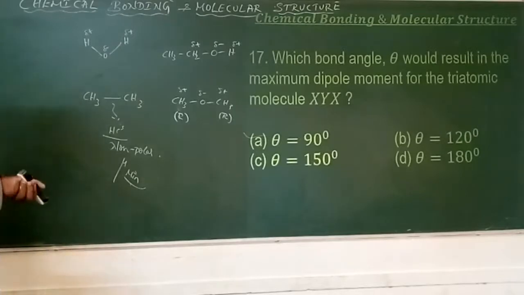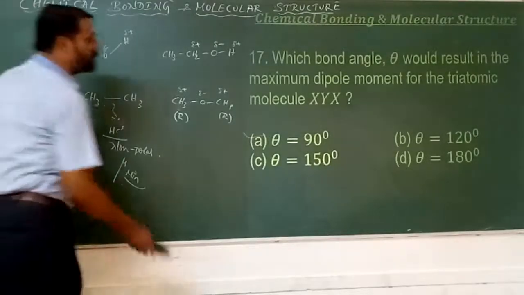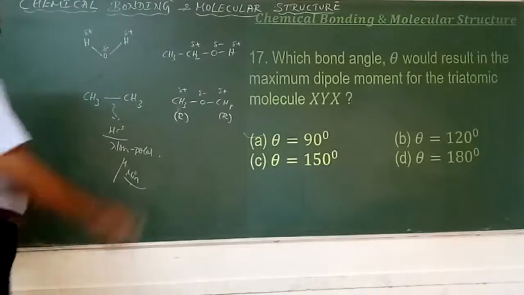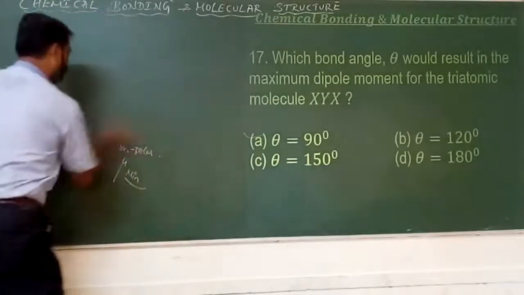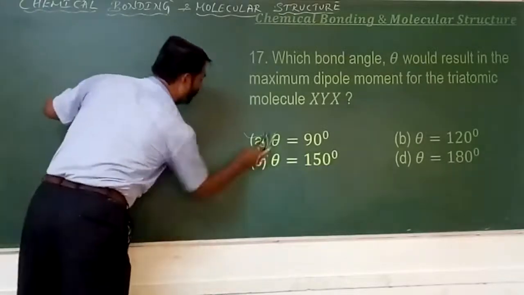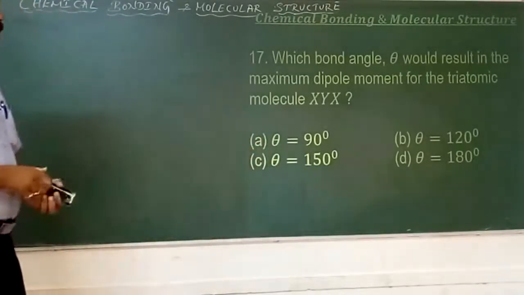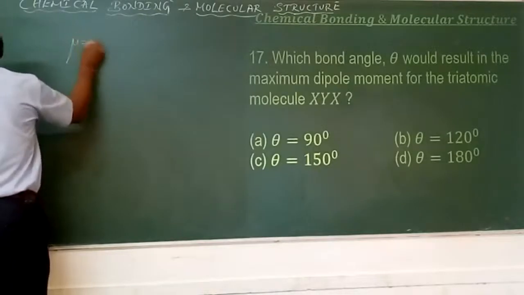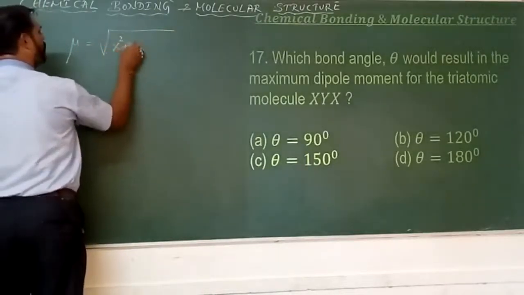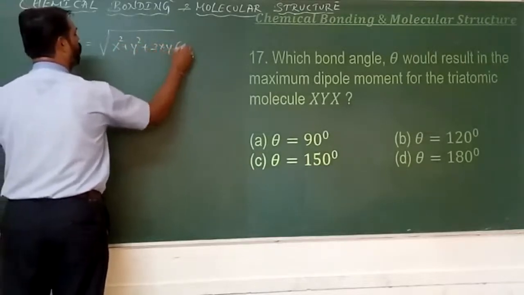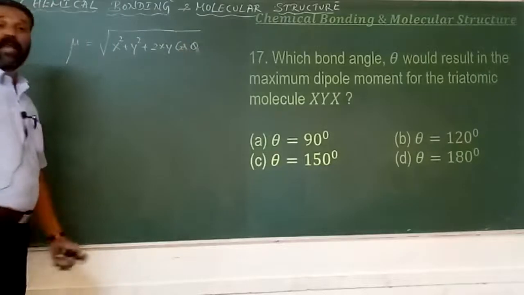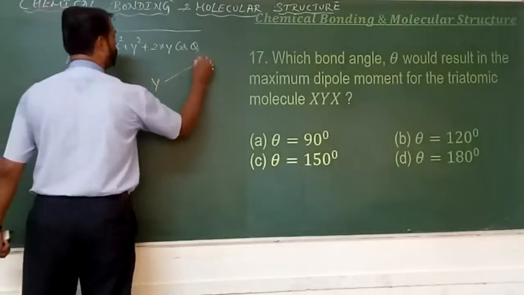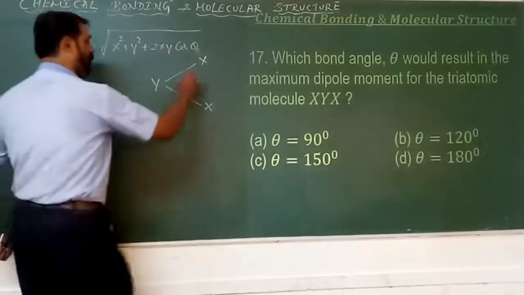Next. Which bond angle theta would result in the maximum dipole moment for the triatomic molecule XYZ? Again, we have mentioned the bond angle to get the maximum and the minimum. As we know, the dipole moment is given by root of x square plus y square plus 2xy into cos of theta. This is the formula for the calculation of the dipole moment, if it is inclined at an angle like this. And theta is the bond angle.